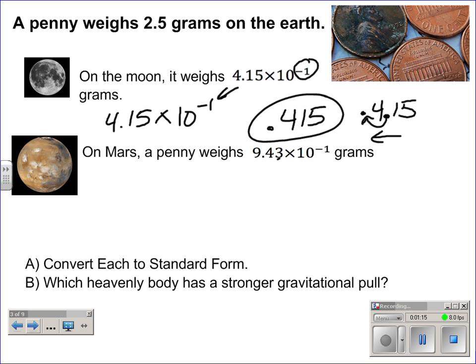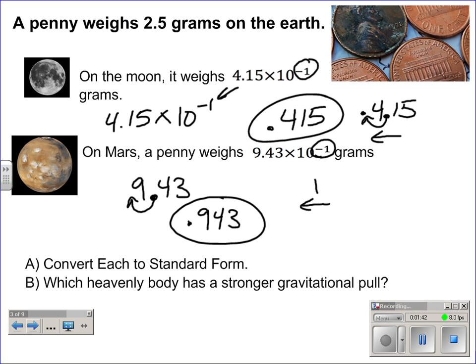On Mars, a penny weighs 9.43 times 10 to the negative first grams. I'm going to write down the 9.43, and then I'm going to look at this exponent. The exponent is negative, so I know that I need to move the decimal to the left, and I should move it one time to the left. So I'm going to take this decimal, move it once to the left, and my new answer is 0.943 grams. That's the weight of a penny on Mars.